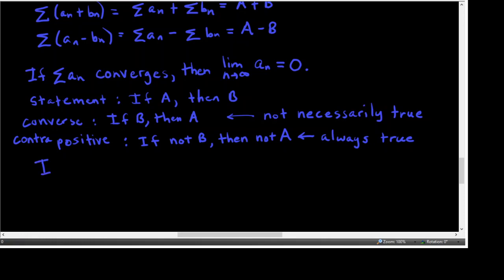So let's take that true statement about convergent series and write its contrapositive, if not b, then not a. So we're going to take the conclusion, that the limit as n approaches infinity of a sub n equals 0, and we're going to negate it. If it's negated, that would mean that it's not equal to 0.